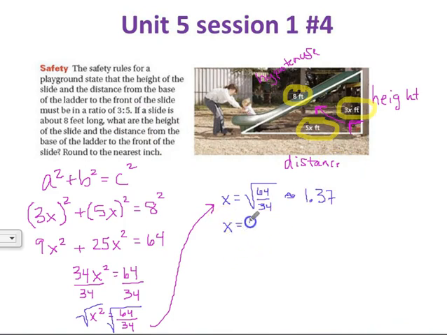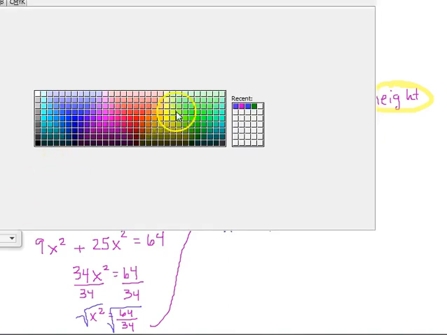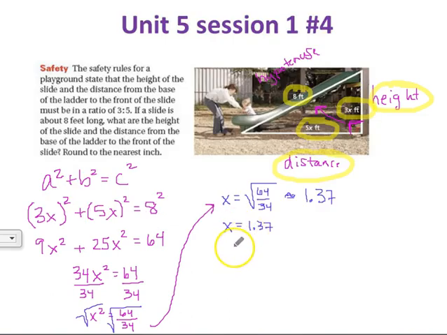So we found what x is, but we're not done yet. We were asked to find the height and the distance from the front of the slide to the ladder. So we need to find these two distances. Since we know x, let's plug in x and multiply it by 3, and then plug in x and multiply it by 5 to find this distance. So we're going to do that. So let's find the height of the ladder.